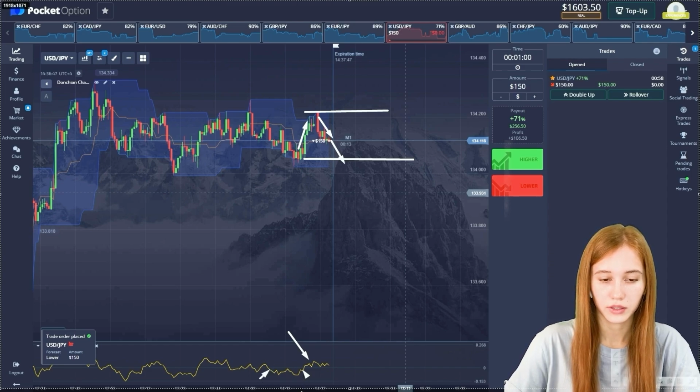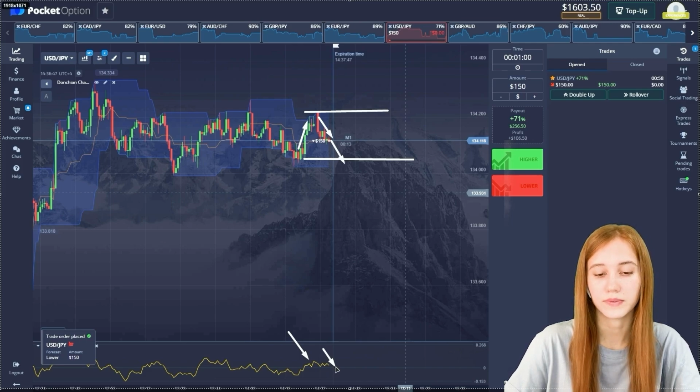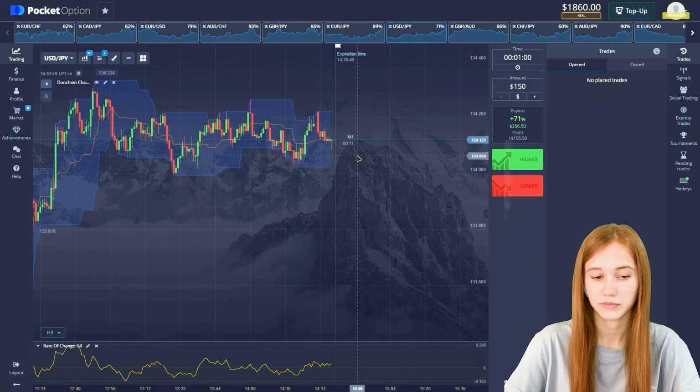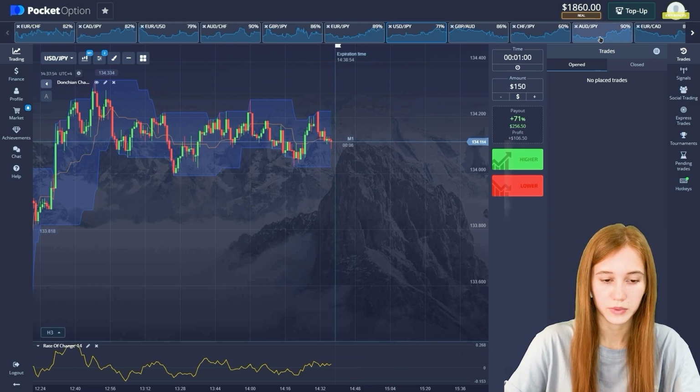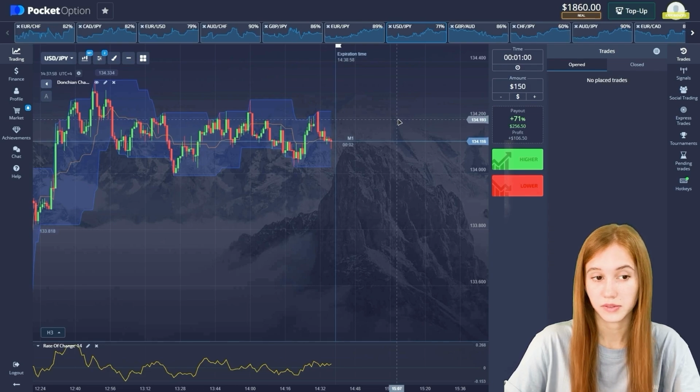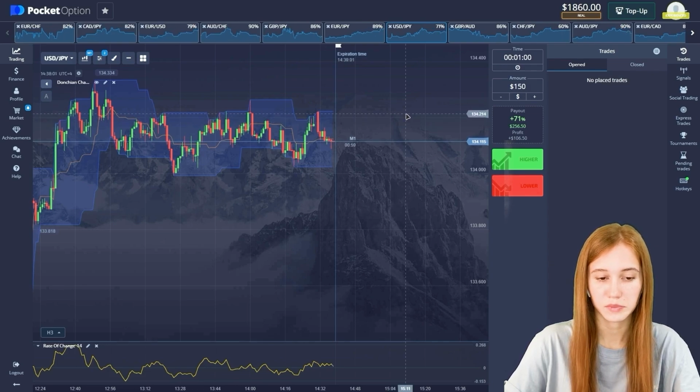Also, if you look closely, this indicator shows a fall. That means that the market will decrease to this level. Let's take a look. Get plus deal. Let's see. Increase in balance. Almost $2,000 on my balance. And let's move on.